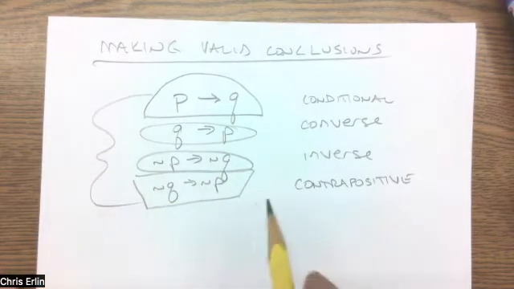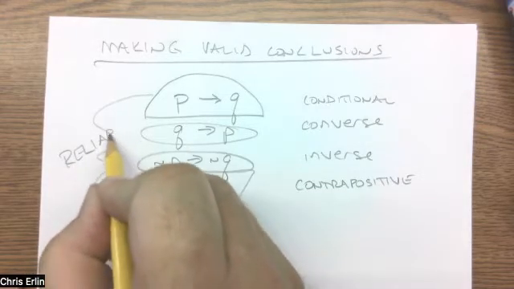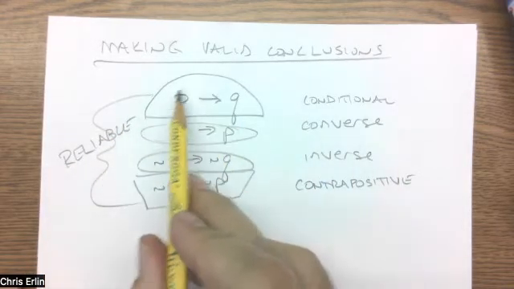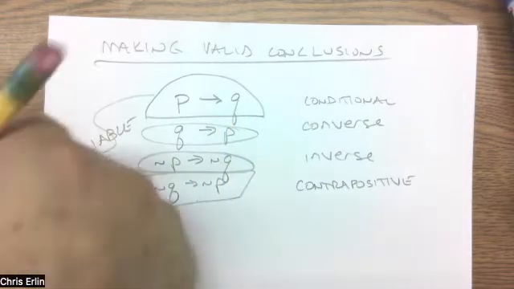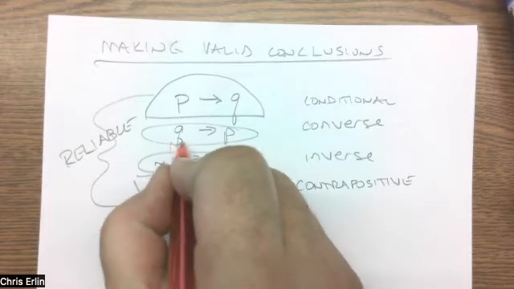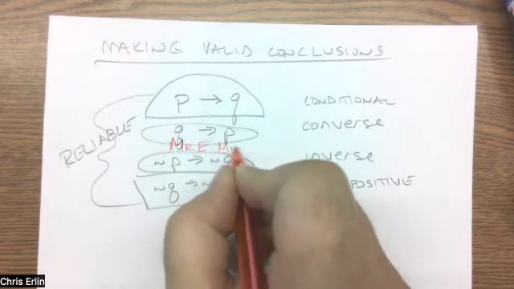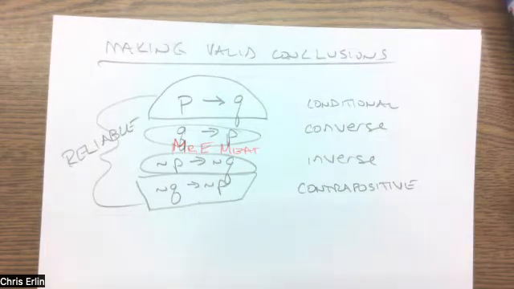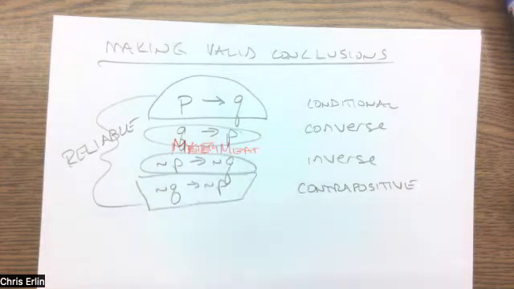These two buns share the same conclusion, so they are reliable. In other words, if I know that this statement is true, this statement must be true. But what about these things in the middle? What do we call these? Mystery meat, right? Those things are unreliable. We can't rely upon those.